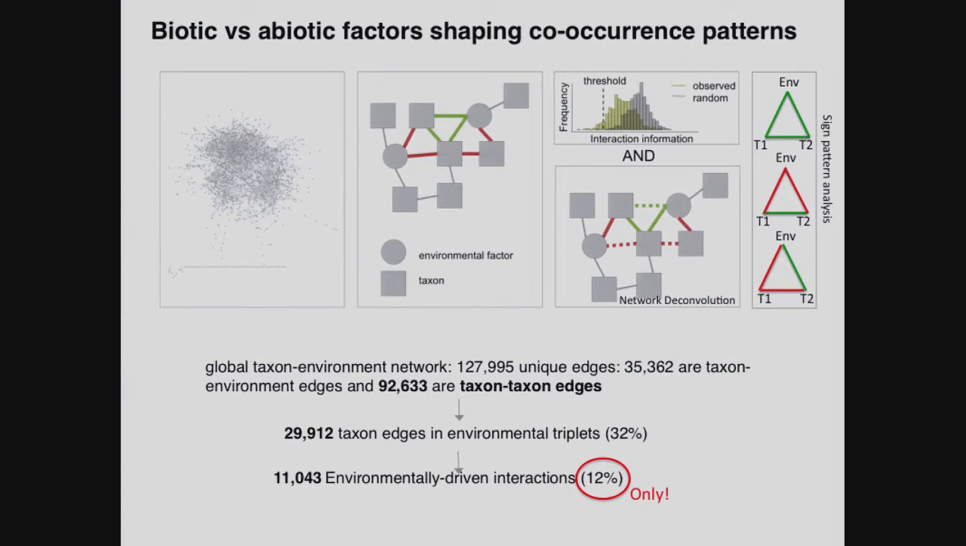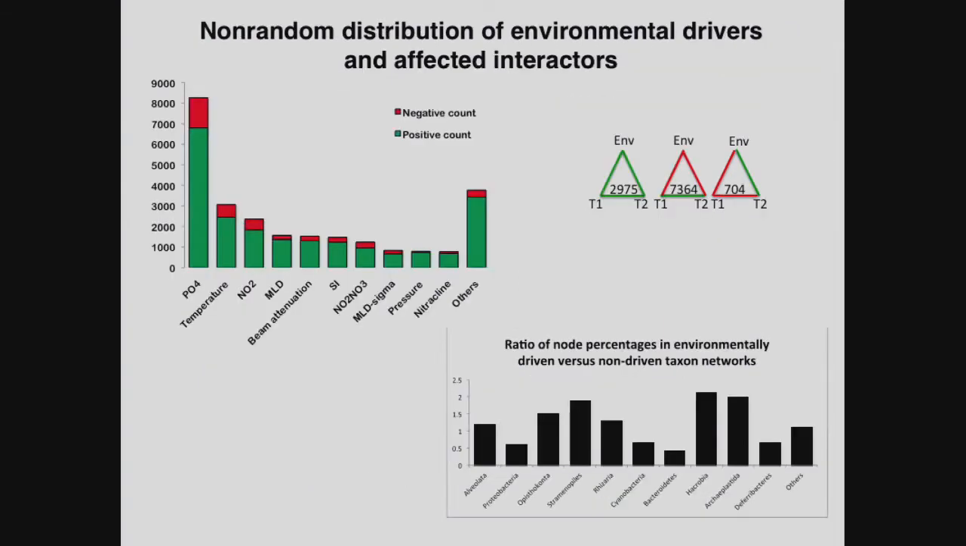Anyway, if you have an environmental factor affecting such an interaction, what is it then? We see that it is not everything. Phosphate and nitrate as nutrients seem to be a factor that have a big effect, as well as temperature. And it's also not all organisms, right? You see that the distribution of organisms whose interactions are affected by the environmental factor are also different.